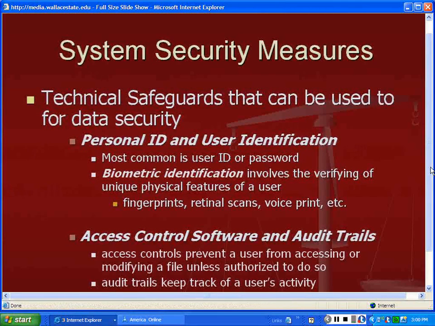This is becoming more and more popular as it's becoming more and more affordable, because it used to be just outrageous, the prices, but just like everything else in technology, the longer it's out there, the less expensive it is. So that's biometric. The other is just common passwords and using a user ID.